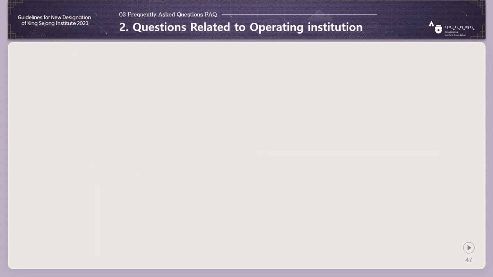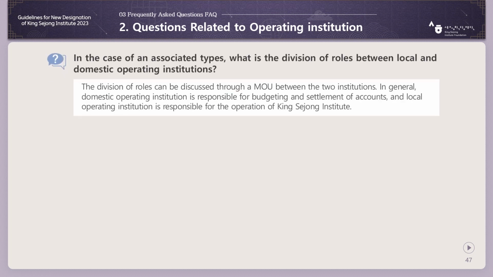Next, we have answers to questions related to operating institution. The division of roles can be discussed through a MOU between the two institutions. In general, domestic operating institution is responsible for budgeting and settlement of accounts, and local operating institution is responsible for the operation of King Sejong Institute. There is an example of a Memorandum of Understanding, MOU, signed by a KSI operator on page 15, 16 of the King Sejong Institute's operating guidelines.